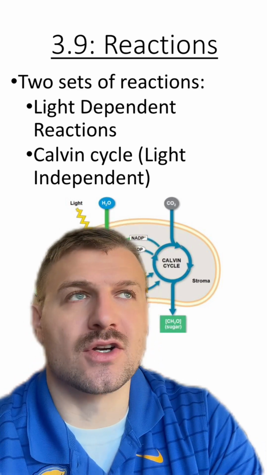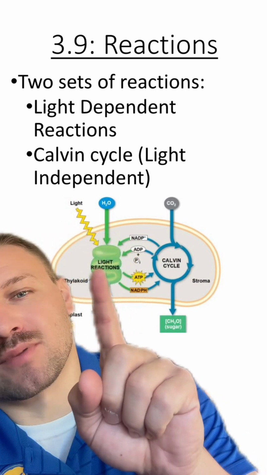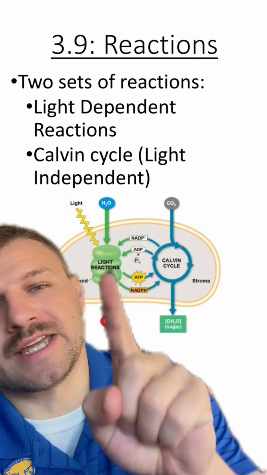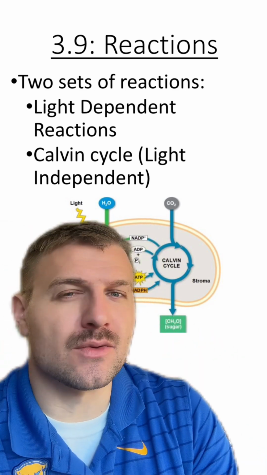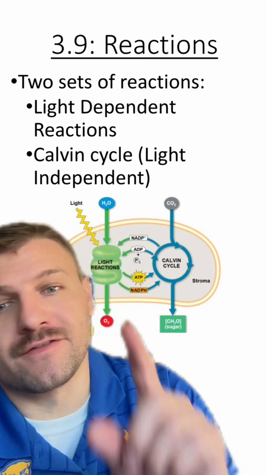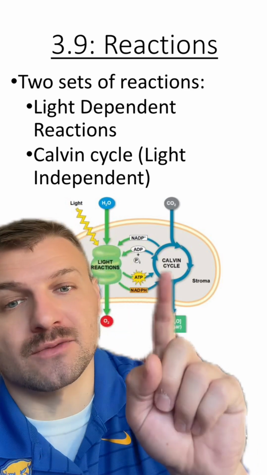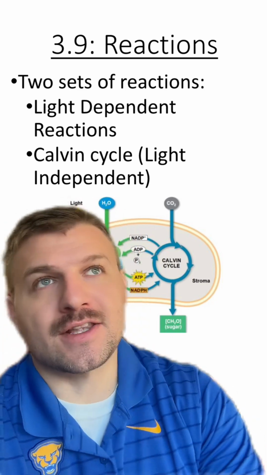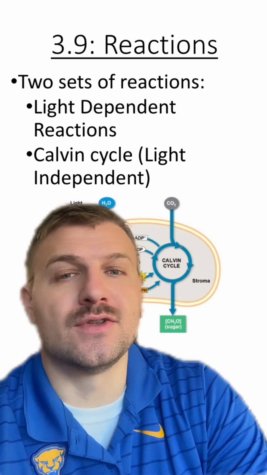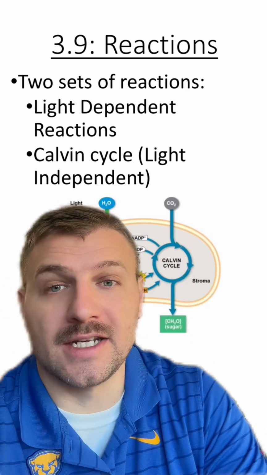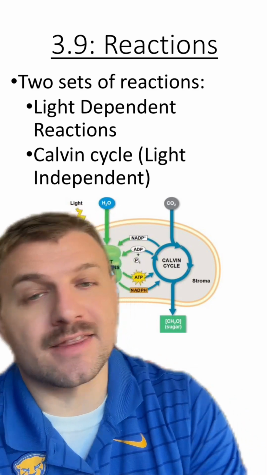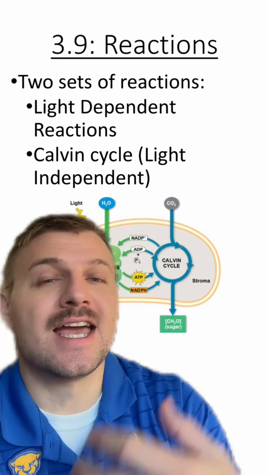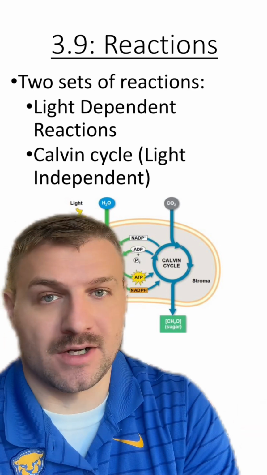These two reactions are going to be linked in the sense that the products of one are going to be the reactants of the other. In the past, we've mislabeled these reactions. We used to call the first reaction the light reactions and the second reaction the dark reactions. But that started a misconception where students thought that the dark reactions only occur at night, and they don't. They occur throughout the day. They just don't need light. The light-dependent reactions need light, so they have to occur during the day.